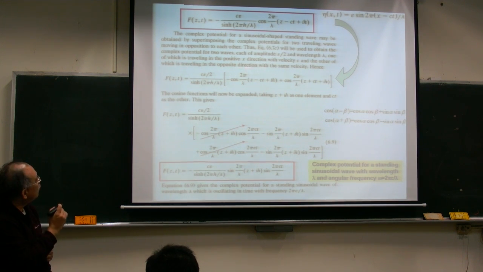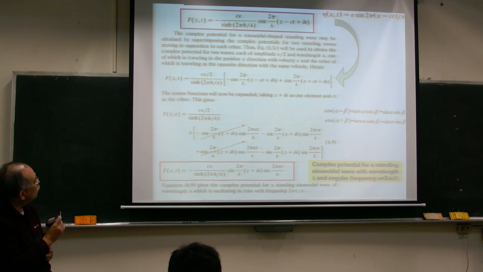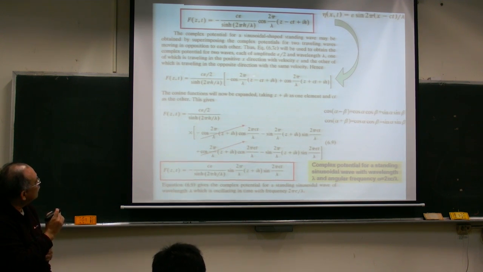Okay, so this is a complete potential for a standing wave. If you derive it from the traveling wave solution, you can have this solution immediately. And also you can simplify this. As you can see, this is Z minus Z equals X plus I, and you can have this one by using this. As you can see here, we can have the cosine, and inside here we can assume Z plus IH is our alpha, and then minus CT here, so you have this minus beta.